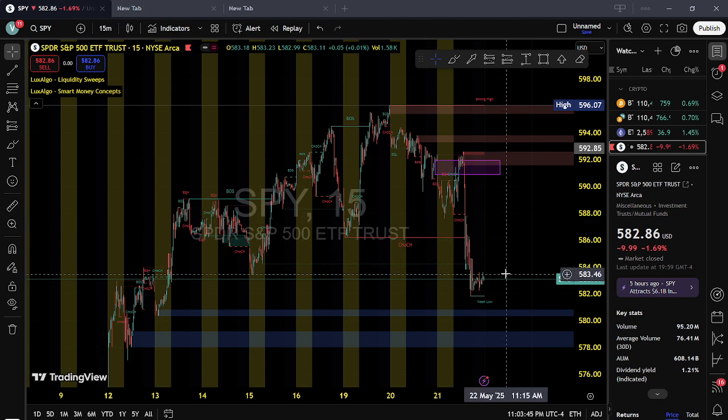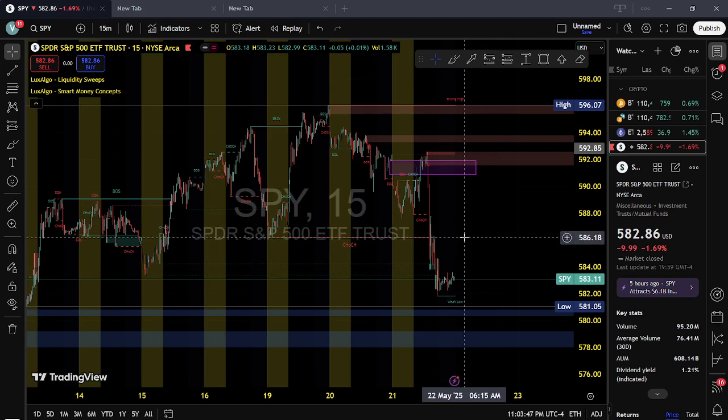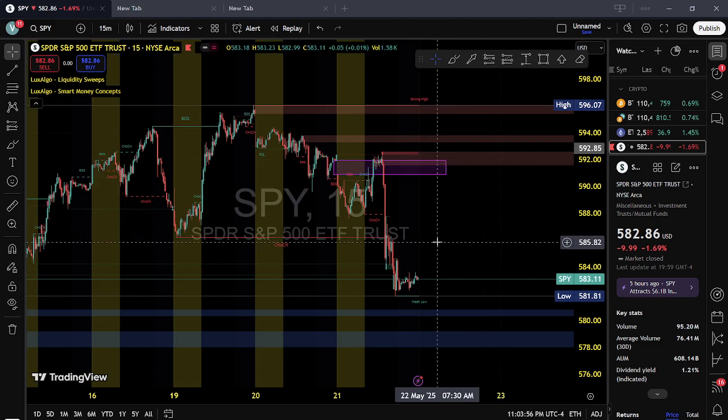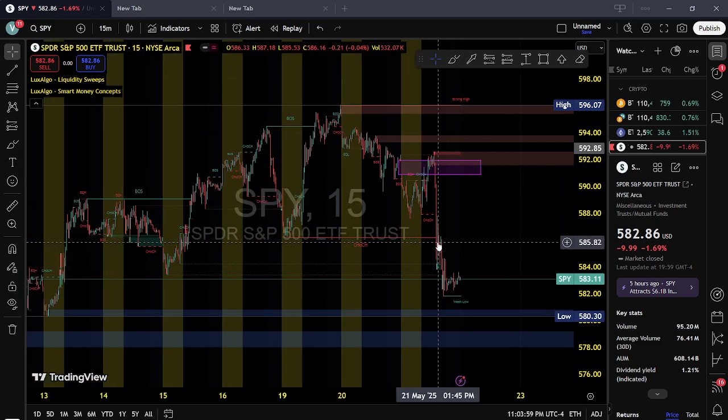So we did see the same thing, right? From 587 in the morning we saw a bounce, and then the next bounce was expected from 585.